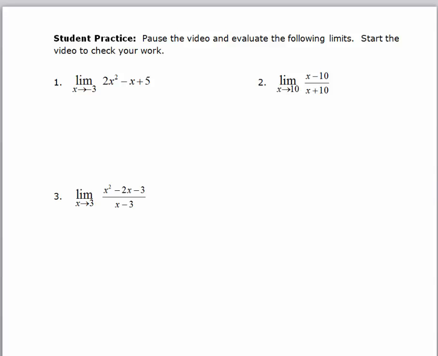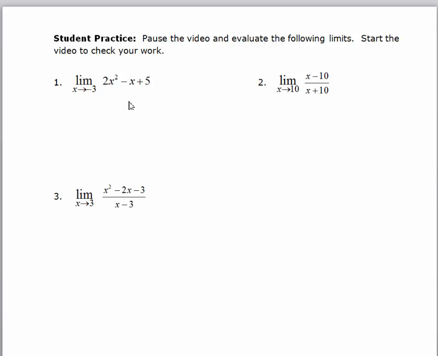We'll start this video by having you practice some of the techniques that we've learned. We've got a polynomial limit and two rationals. And so I'd like you to pause the video, evaluate the limits, and then start the video up again to check your work.